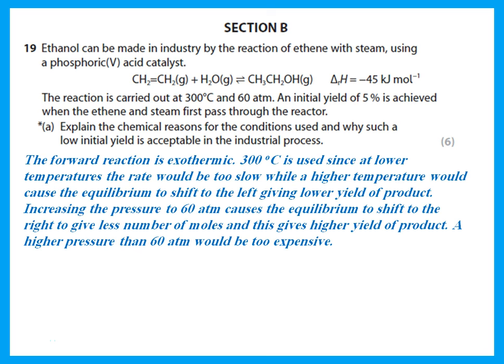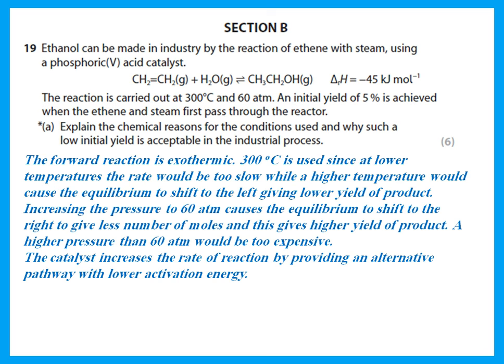Now, what about the pressure? We're using a pressure of 60 atm. That means I'm increasing the pressure. Remember that increasing the pressure causes the equilibrium to shift to the side that has less number of moles. And in this case, going forward would have less number of moles. So if I increase the pressure, that means the equilibrium will shift to the right. It will give more ethanol, so that will be a higher yield of ethanol. But I shouldn't use a pressure that is too high, because higher pressure requires special equipment that would be too expensive. So 60 atm is a good choice.